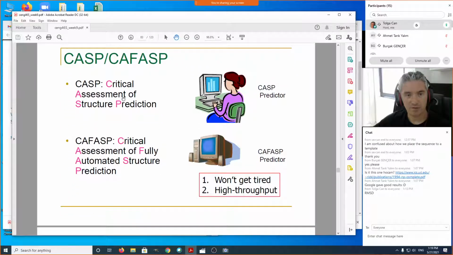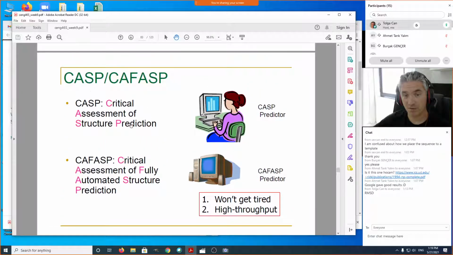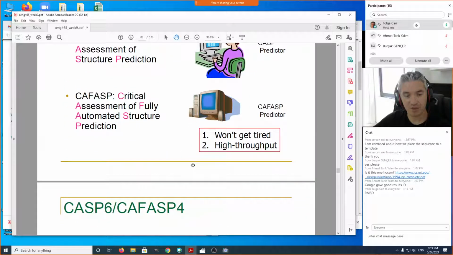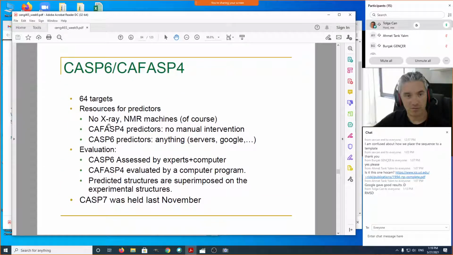All right. So there is also the CAFA, completely automated prediction of structure prediction. And in CASP, some of these results may be manual. The CASP predictor may correct some models manually before submitting their results. But there are also parts of CASP in which fully automated programs compete with each other. So these are some statistics from the 6th CASP competition.